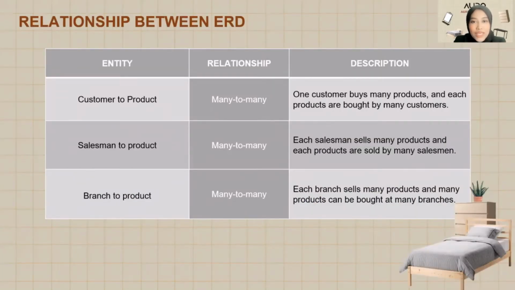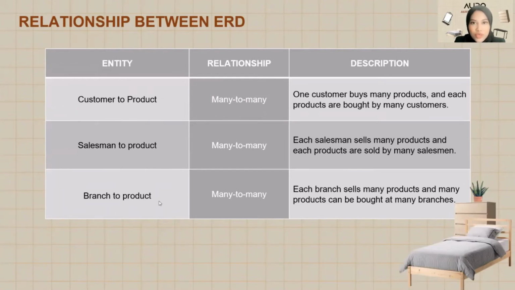Next, I will explain the relationship between ERD. First, customer to product. Customer to product has many-to-many relationship which defines one customer buys many products and each product is bought by many customers. Second, salesman to product. Salesman to product has many-to-many relationship. That means each salesman sells many products and each product is sold by many salesmen.